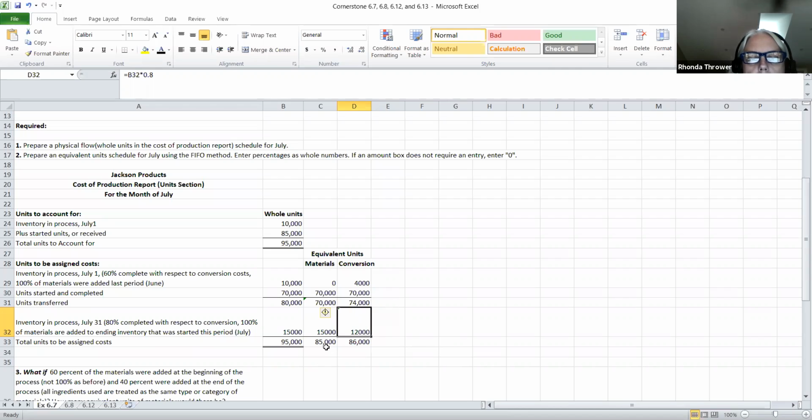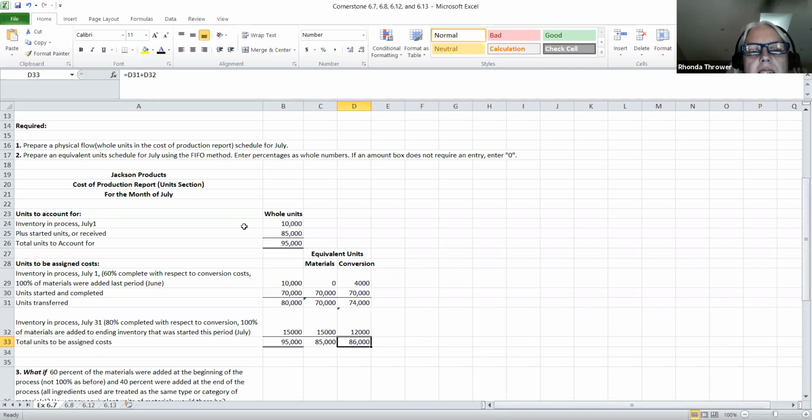To find the total equivalent units for materials, I've got to combine what I've transferred in materials, this column right here, with my ending inventory materials. 85,000 is my equivalent units for materials. For conversion, it's 74,000 plus 12,000, 86,000 is my equivalent units for conversion. We're going to use these figures when we determine the cost per equivalent unit.